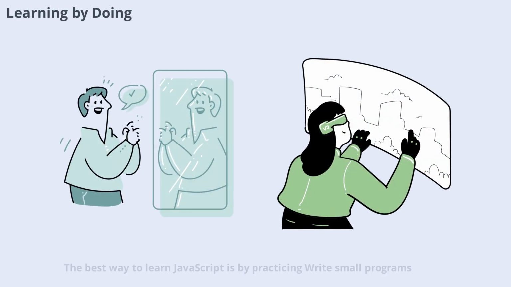The best way to learn JavaScript is by practicing. Write small programs, experiment with code, and see how changes affect your web page. Hands-on experience helps you understand concepts and build confidence. Don't be afraid to make mistakes, they're part of the learning process.